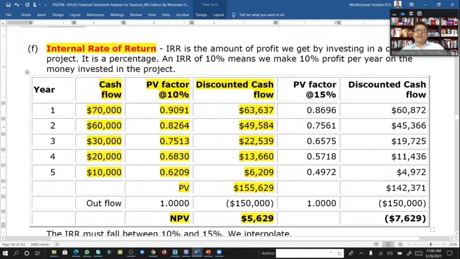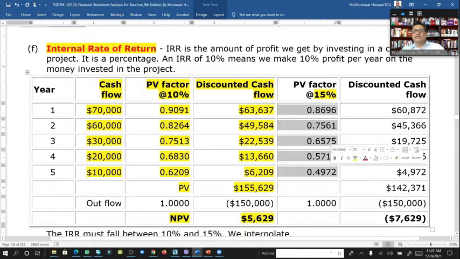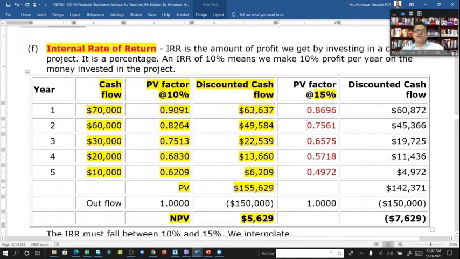Here we can take a 15% PV factor on the same cash flow. So this 15% PV factor comes here. This figure is also given in your question. Taking from that, if we multiply 70,000 with that factor 0.8696, we will get 60,872. In the same way, in year 5, 10,000 multiplied by 0.4972, we will get 4,972. So this is another discounted cash flow at the rate of 15%.